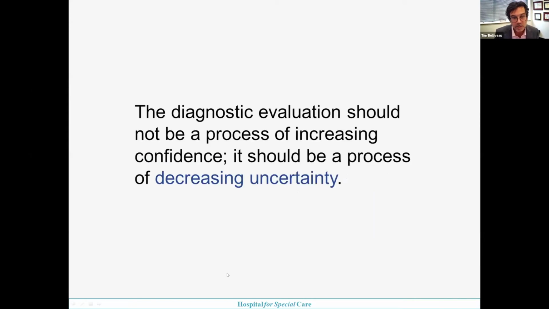And so similarly in diagnostic reasoning, we think that the diagnostic evaluation shouldn't be a process of increasing our confidence, say, in our initial impression. Diagnostic evaluation should essentially be a process of decreasing uncertainty, where we start with a lot of uncertainty, obtain information, and progressively become less uncertain as we go until we narrow it down to what the most likely diagnosis is. So now I'm going to pass it over to Karen and ask her to talk with us a little bit about Bayes' theorem.